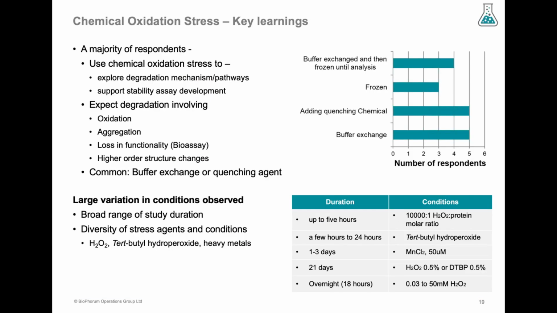On the next 2 slides, we want to look into chemical oxidation stress. Several amino acid residues are susceptible to oxidative degradation by various pathways, but no guideline exists on protein oxidation stress conditions. In our survey, we found that the majority of companies used forced oxidation studies to explore degradation mechanisms or pathways and also to support the development of stability assays. The expected degradation to be observed are naturally oxidation, aggregation, loss in functionality, or higher order changes. What most companies have in common is that they apply a buffer exchange or add a quenching agent in order to stop the oxidation reaction. But a huge variability in stress conditions is observed across the industry, probably depending on the pathway of protein oxidation that is of interest to be investigated. On the bottom right, we have assembled a few results for the duration and conditions applied to illustrate the significant variability in stress conditions. Next slide, please.